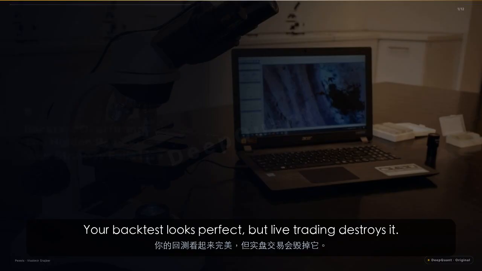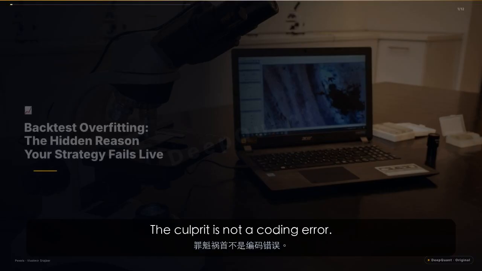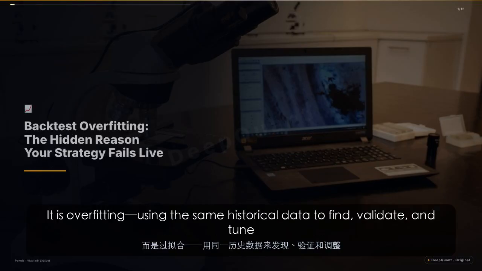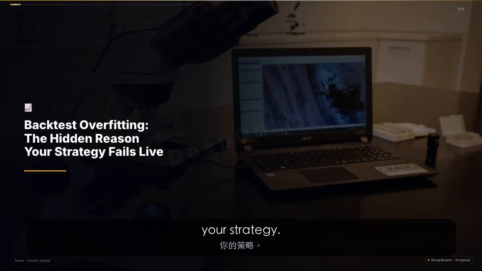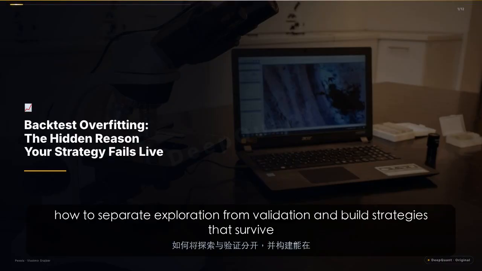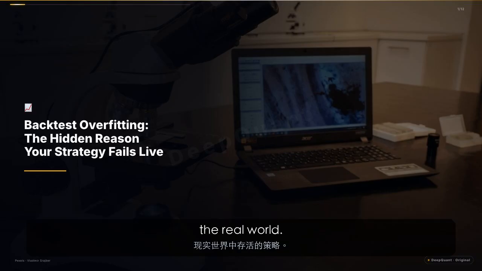Your backtest looks perfect, but live trading destroys it. The culprit is not a coding error. It is overfitting, using the same historical data to find, validate, and tune your strategy. How to separate exploration from validation and build strategies that survive the real world.